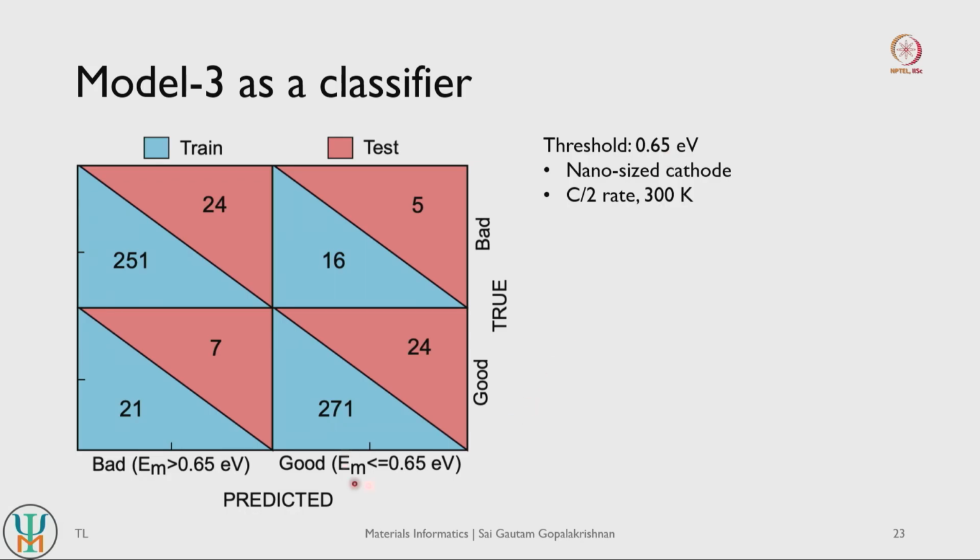So good is EM less than 0.65, bad is EM greater than 0.65. There are sort of battery reasons, design reasons why you want to use 0.65 eV, but this is usually a good sort of rule of thumb, right. Once again, the lower triangles indicate training metrics, and the upper triangles indicate test metrics. Y-axis is basically the actual target values, x-axis is predicted values, right.